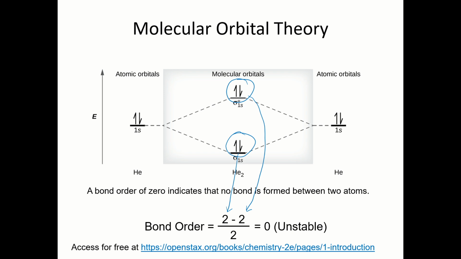Helium atoms are from the noble gas column, so they tend to like to be alone, and they're not going to form bonds between each other. So this would give us a bond order of 0, and it would be unstable because those anti-bonding electrons would cancel out the bonding electrons.